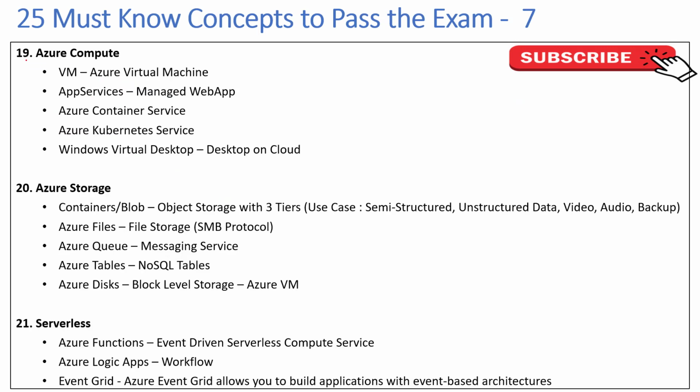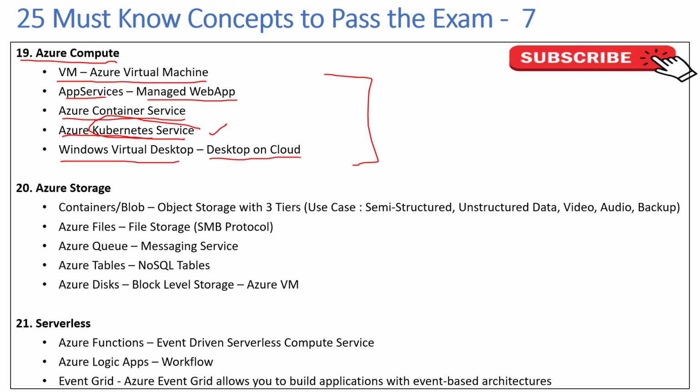Okay, so quickly on Azure Compute. Azure virtual machine is basically a virtual machine that you can use. Then App Service, it's more like a managed web app. Then you have the Azure Container Service, the container service from Azure itself. It's a managed service again. Then you have Azure Kubernetes. This is based on the open source Kubernetes service, but it will be managed by Azure. And then you have the Windows Virtual Desktop, a desktop on the cloud where the infrastructure is managed by Azure.